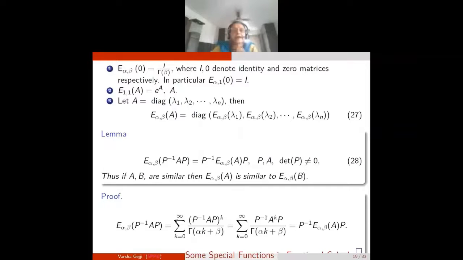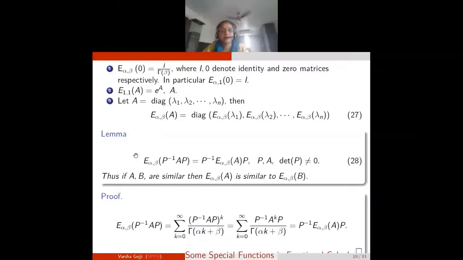And here are certain properties which I have enlisted. E alpha comma beta evaluated at 0 is this quantity. E 1 comma 1 A is nothing but exponentiation of A, where A is a real matrix in R cross R. If A is a diagonal matrix, then E alpha comma beta A is nothing but a matrix with these diagonal entries. Now E alpha comma beta lambda 1, so this is a scalar, so this will be a number. So these are the diagonal entries.